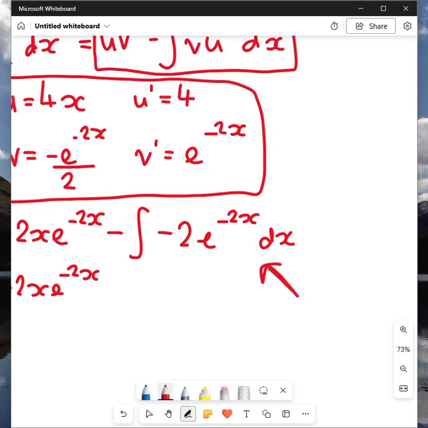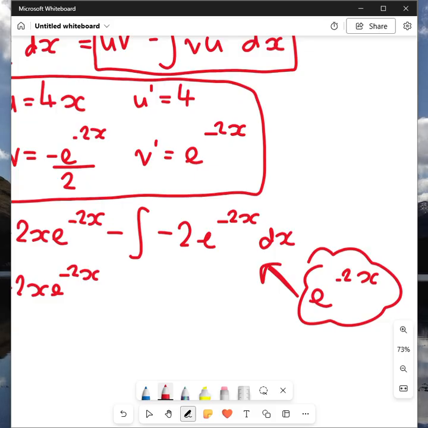So again, we divide by the coefficient of x. So minus 2 divided by minus 2 would just give us 1, wouldn't it? So it'd just be e to the minus 2x there. That's what that would come out to.